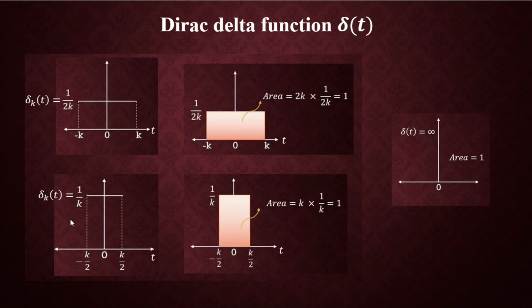Then this box function takes this form. That is, the function δk(t) will be equal to 1/k when -k/2 ≤ t ≤ k/2, so that the area remains equal to 1. Here the area will be k times 1/k; k is the width and 1/k is the height. So k times 1/k is equal to 1. And when this width becomes equal to 0, this δk(t) will be equal to δ(t), which is equal to infinity, and that is known as the Dirac delta function.